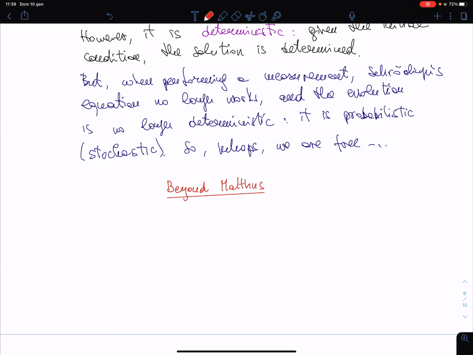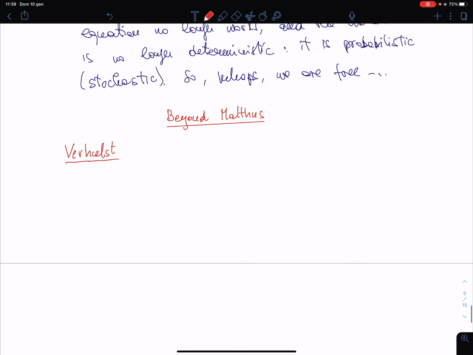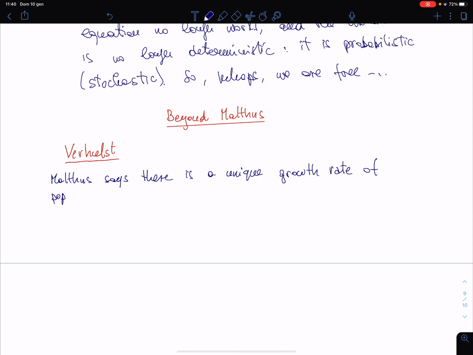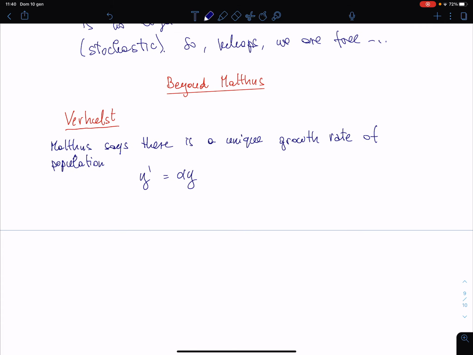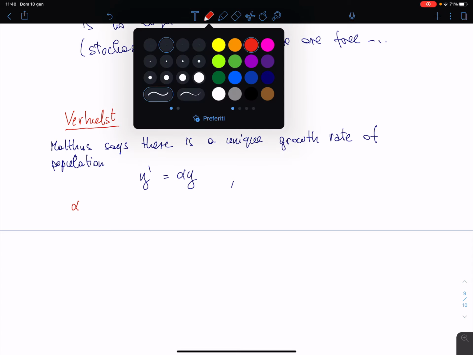Okay? So, we go to Verhulst. Verhulst was from Belgium and he was interested in the evolution of population of Belgium. So the idea is the following. Malthus says, he postulates that there is a unique, a sort of absolute growth rate of population, which is the following: y prime equal to alpha y, okay? Here alpha is independent of the population.